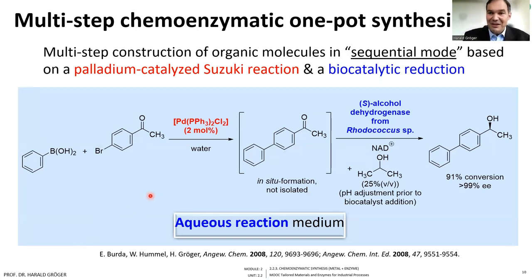And in this research field, it was very exciting that we learned that it was possible to combine these two types of synthesis. An example which was developed in our group is the combination of the Suzuki cross-coupling reaction, a reaction typically done with a chemocatalyst, a palladium catalyst, forming a biaryl moiety, which can be combined with a subsequent enzymatic step under formation of the desired product with very high conversion, 91% conversion, and more than 99% ee.